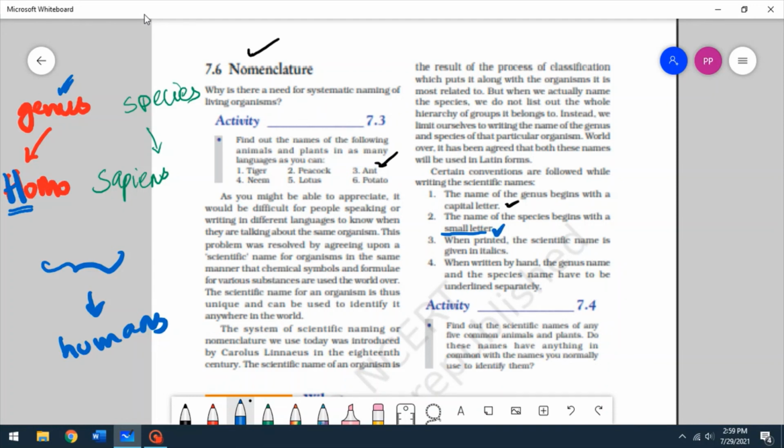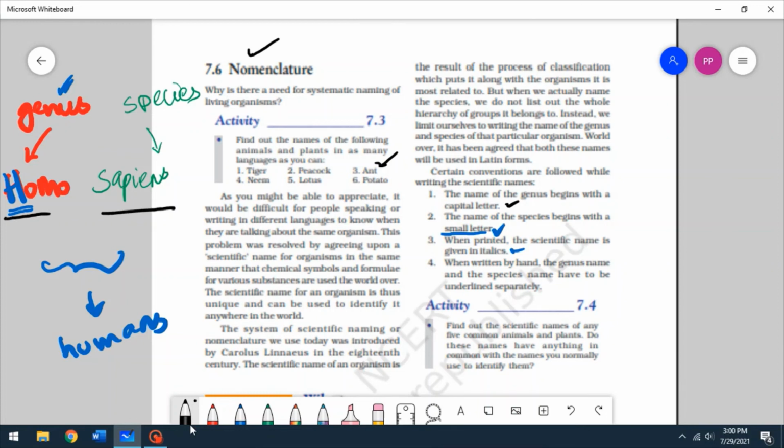So the name of the genus must start with a capital letter. The name of a species must start with a small letter. And when printed, the scientific name should be given in italics. If you see a scientific name in the textbook, they usually have it in italic printing. But if written by hand, the genus name and the species name have to be underlined separately.